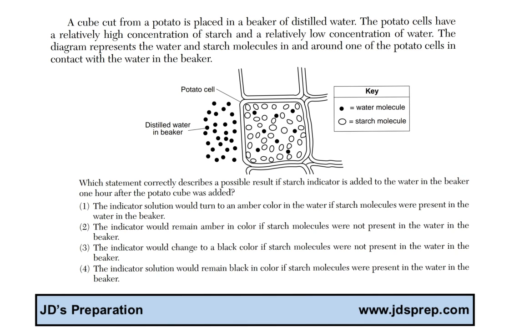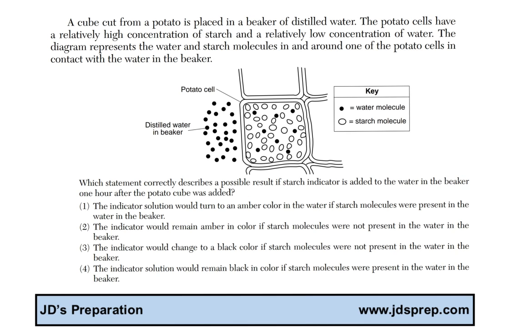Recall that iodine is used as a starch indicator and is amber, a reddish-brown color. When this indicator comes in contact with starch, it turns bluish-black. If we look at the options again, options 1, 3, and 4 are false statements.